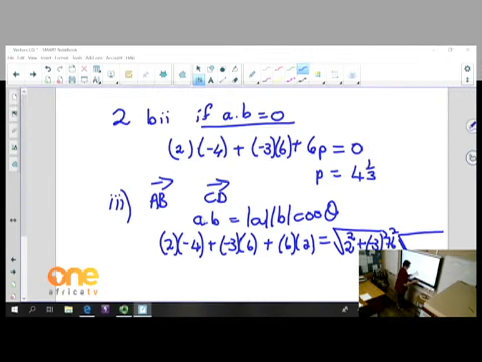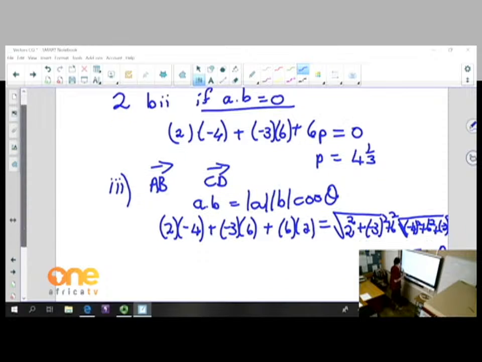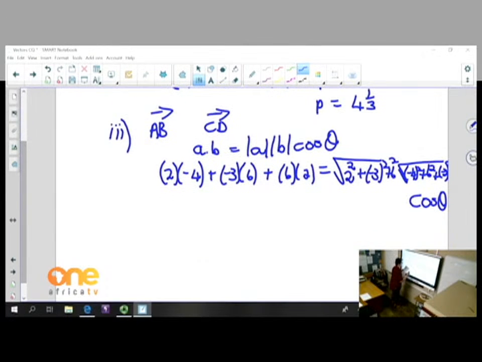Then the magnitude of the next one, which is -4 squared plus 6 squared plus -2 squared, times cosine theta. Again, it's very important that you write down your values every time. So this A dot B I have is -14. Don't throw the negative away, because that will change theta to an obtuse angle. And this is then 49. I divide to get it away there.